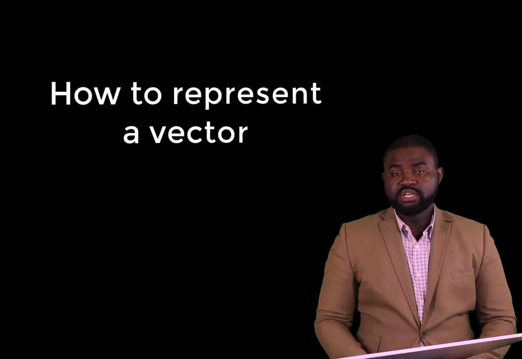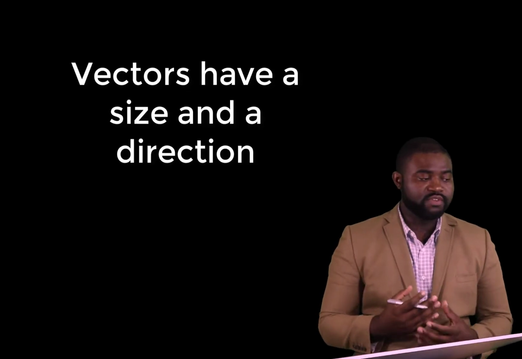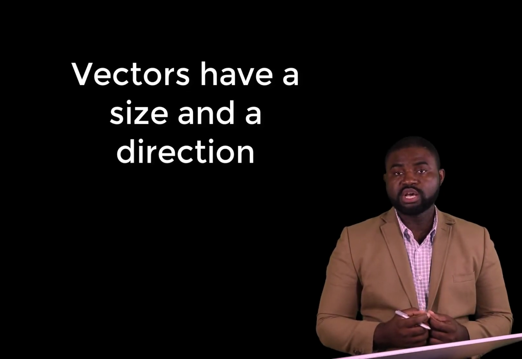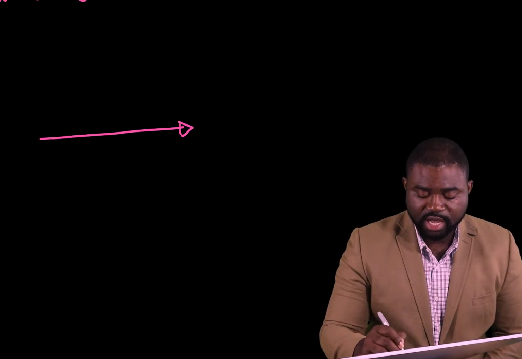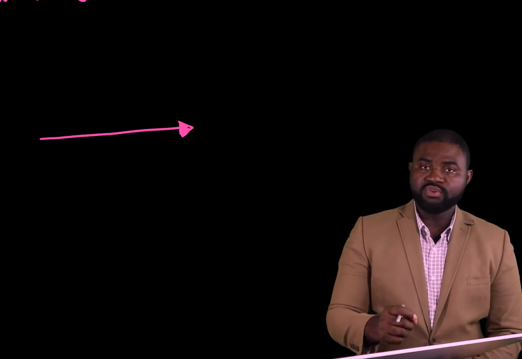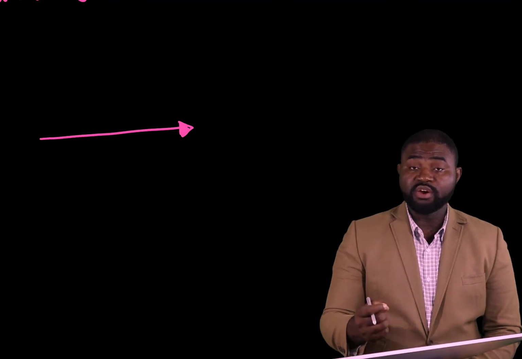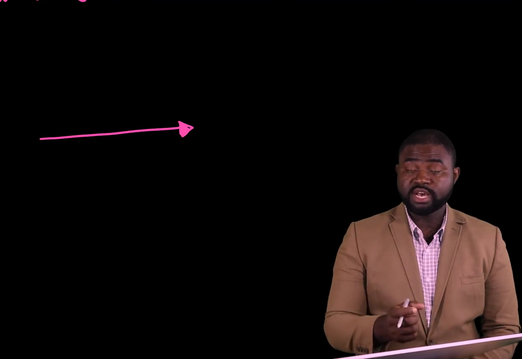How do we represent a vector? Remember, a vector has a size and a direction. So in physics, vector quantities are represented geometrically with the use of a straight line arrow. So a vector is represented by a straight line arrow. It's important. The direction of the arrow is the direction of the vector. Now the length of the arrow is proportional to the size of the vector.